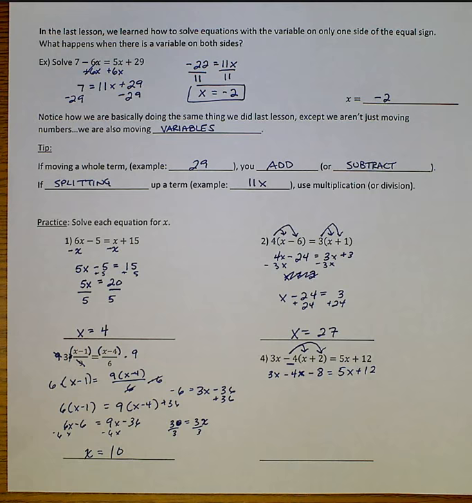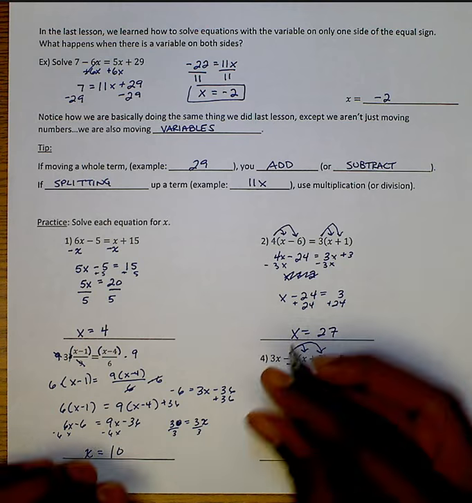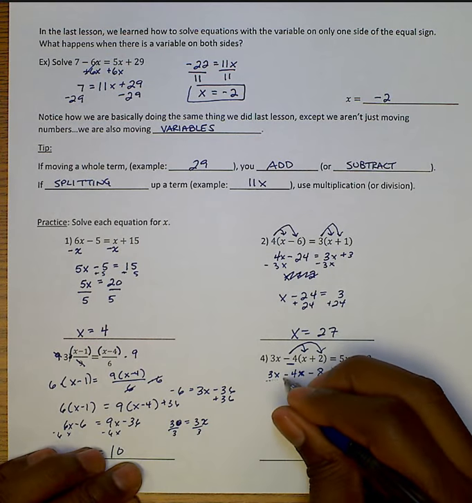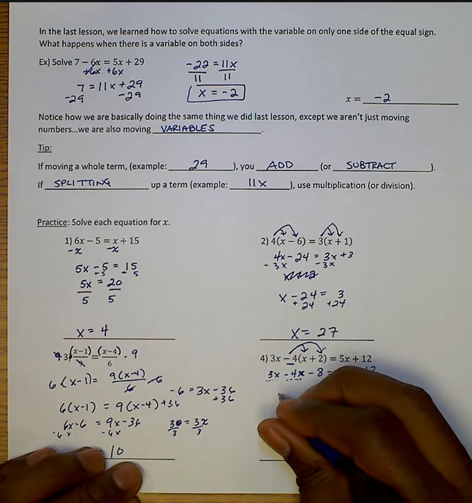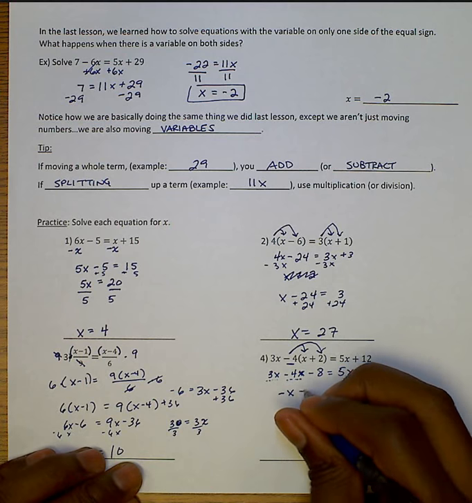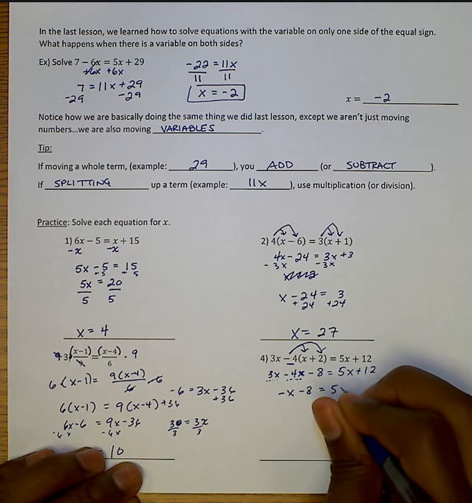Now, I know I have x's on both sides of the equation, but before I try to move them all to one side, I need to make sure that they're together on their side. So I have 3x minus 4x, that gives me negative x, or negative 1x. Minus 8 equals 5x plus 12.